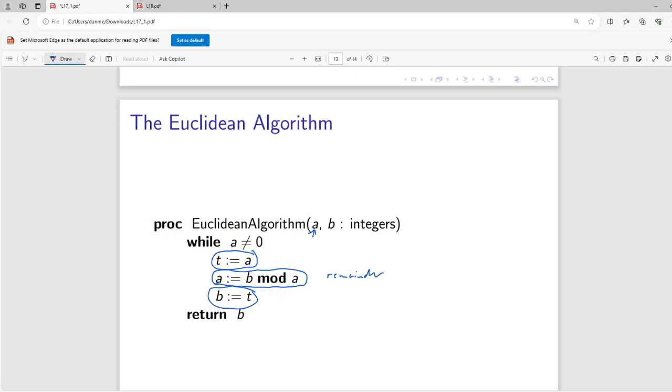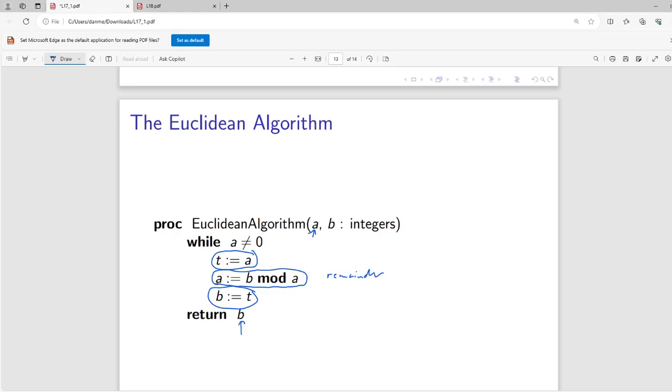Okay? Fair enough. And then now we do the loop. We say, well, okay, now is a equal to 0 after changing this value of a? If not, we do the same process again, right? And then we ask, now is a equal to 0? We keep doing this, and eventually a will be equal to 0. Once that happens, b will actually have the greatest common divisor stored in it.